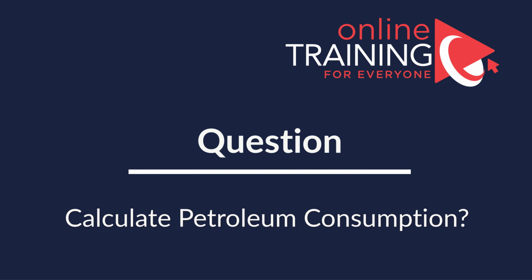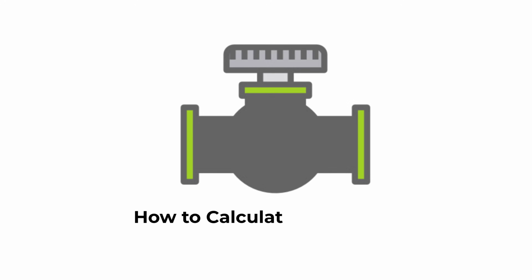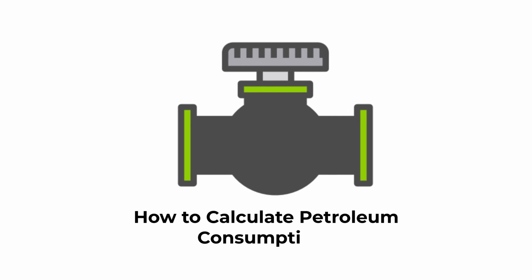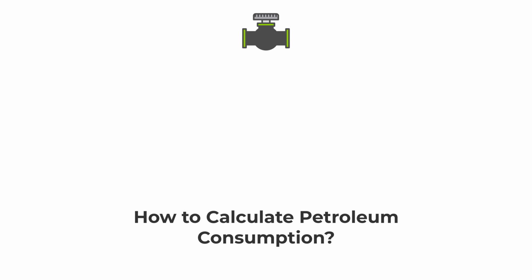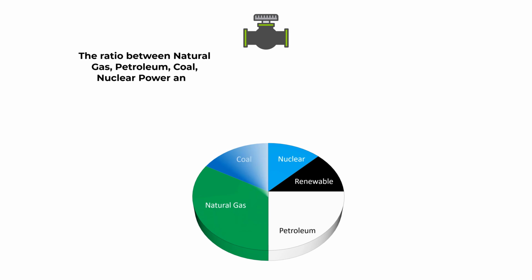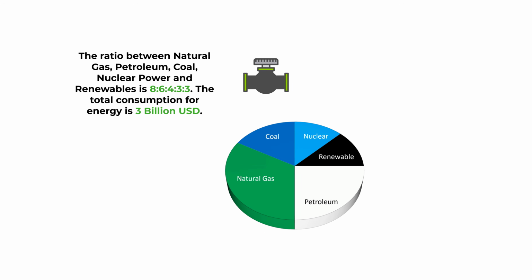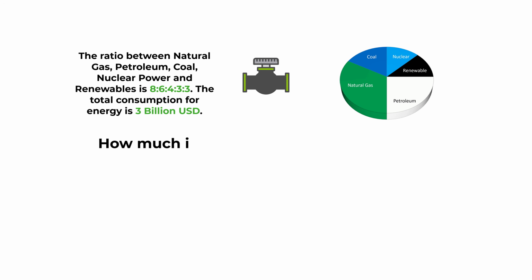A lot of times, you might be presented with pie chart questions on the test. This is an example of this type of question. You need to calculate petroleum consumption. The ratio between natural gas, petroleum, coal, nuclear power, and renewables consumption is 8:6:4:3:3. The total consumption of energy is $3 billion. So, how much in US dollars was consumed in form of petroleum?